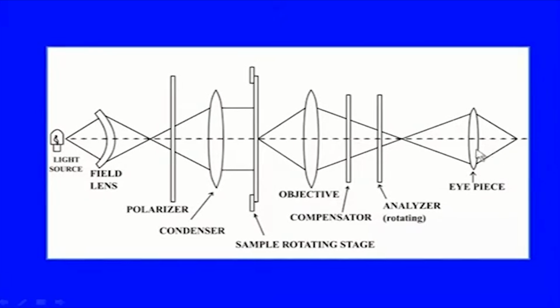The eyepiece has a cross wire with reticles, like I said, and you can focus the image at the center of the field. Then the image is formed, which could be brightest at 45 degrees, and you can rotate the stage to see different variations in the brightness of the object. So, this was about the optics of polarization microscopy.